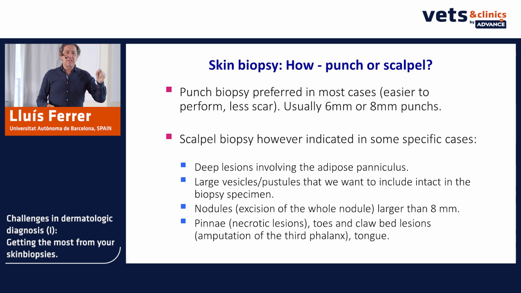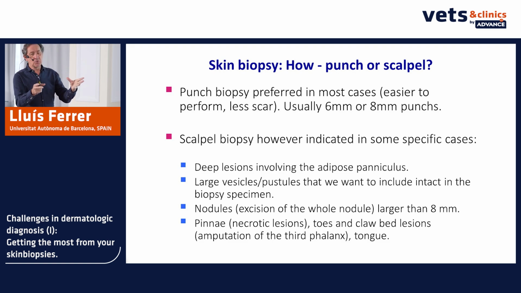There are punch biopsies from 2 to 12. So 2, 4, 6, 8, 10, and 12. I generally use 6 and 8 for most of the cases. I use the 4 millimeter punch for cuts in the face or very special areas when you don't want to make a big wound. And I use the 10 and 12 for removing nodules because almost the entire small nodule can be put in the punch.